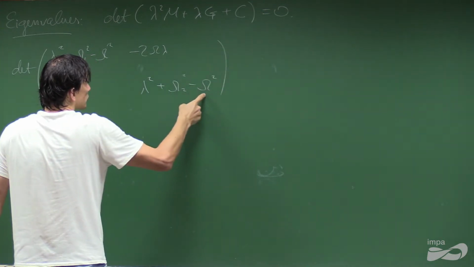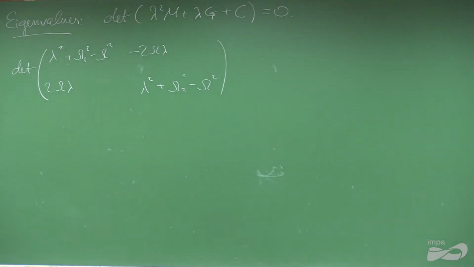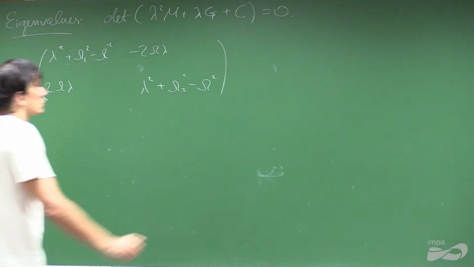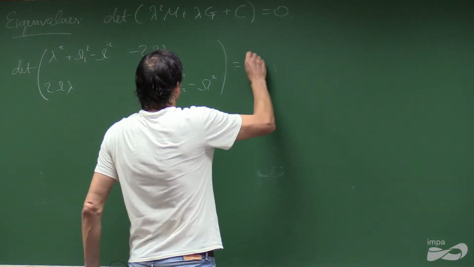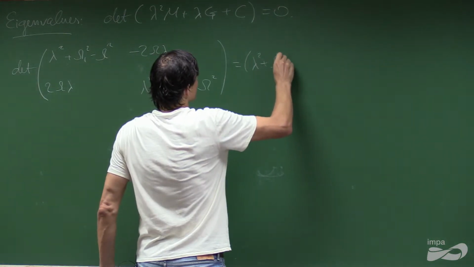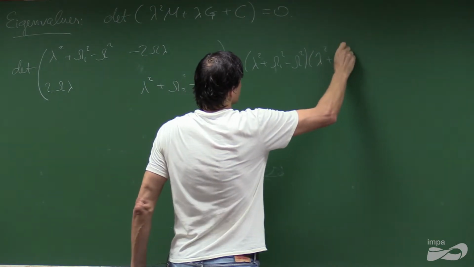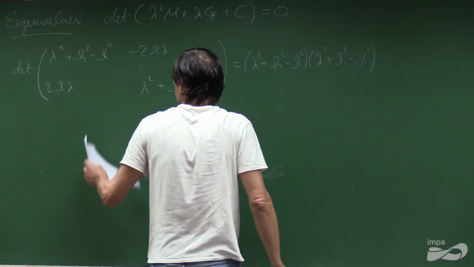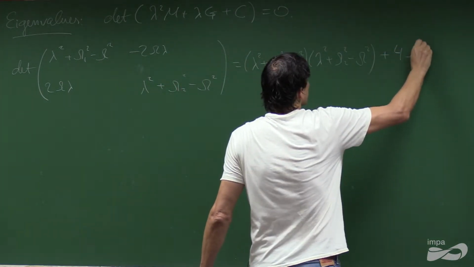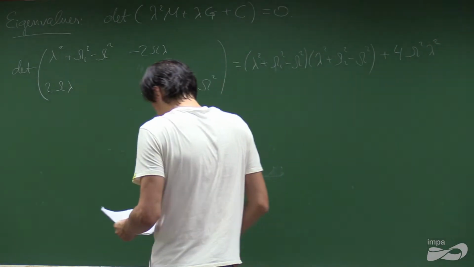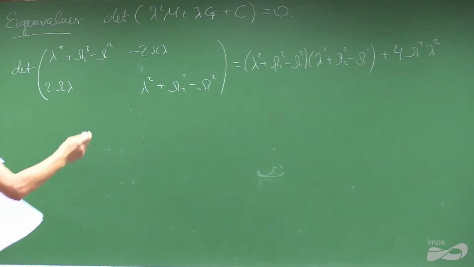Omega is the rotation velocity. Omega 1, omega 2 are natural frequencies of the system. So this is the product of these terms minus the product of these terms. So you get, minus by minus is plus, 4 omega squared lambda squared. Okay, so open it up.